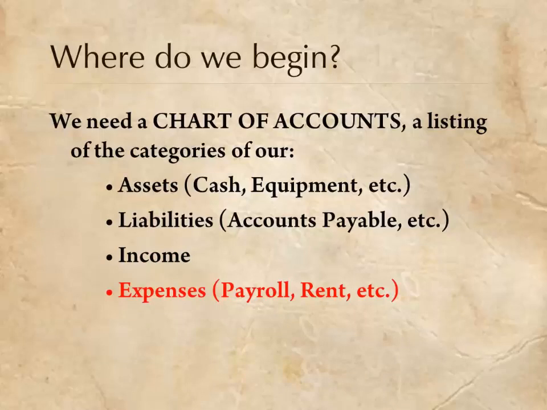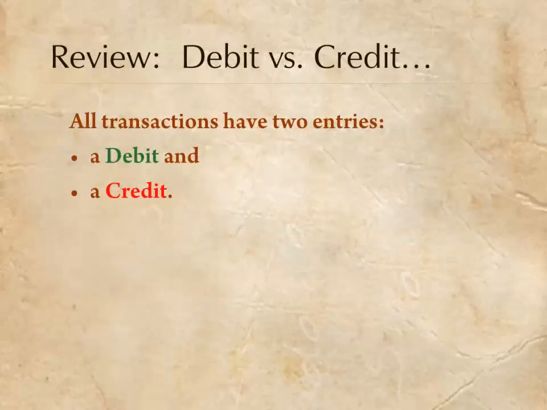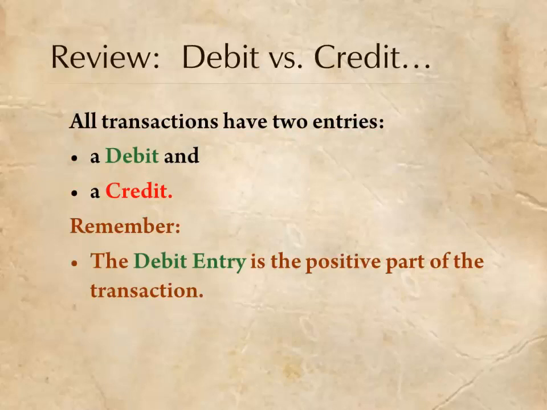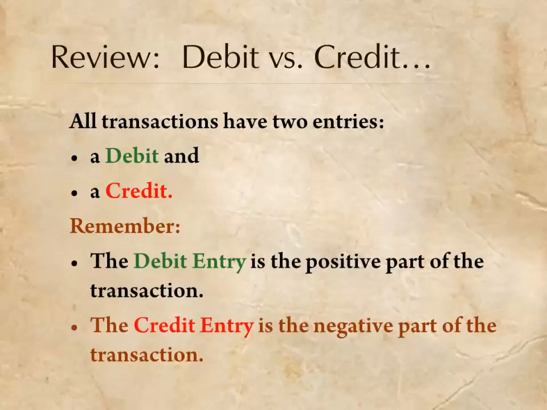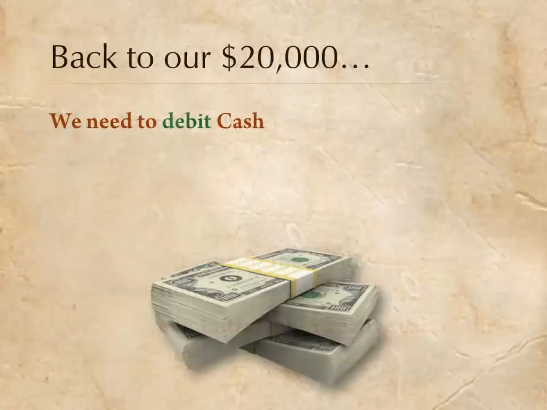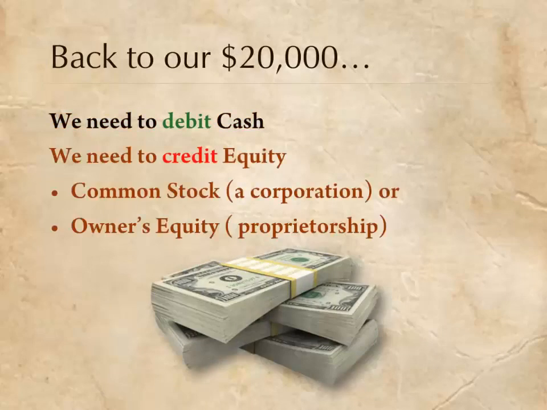Before we go on, let's compare a debit and a credit. All of our transactions will have two entries, the debit and the credit. And we need to remember that the debit is the positive part of the transaction, and the credit is the negative part of the transaction. Now, back to the $20,000 we started our business with. We need to debit cash, and we need to credit equity.